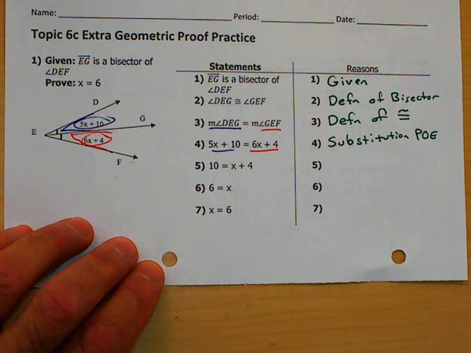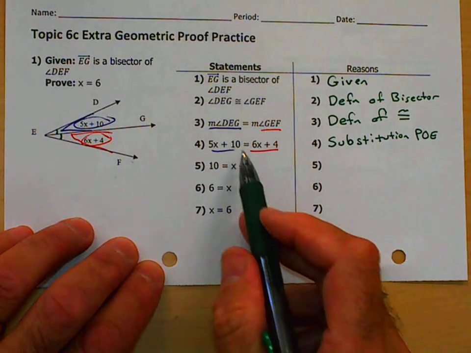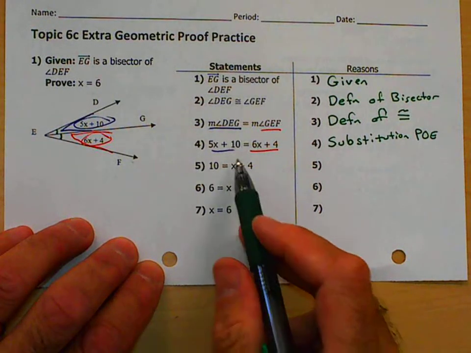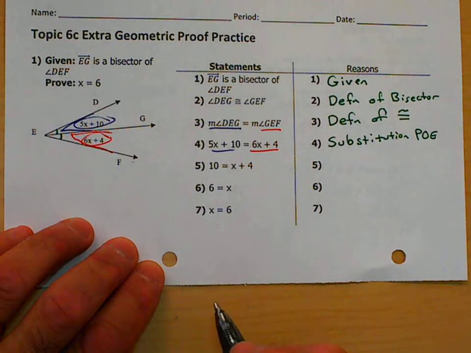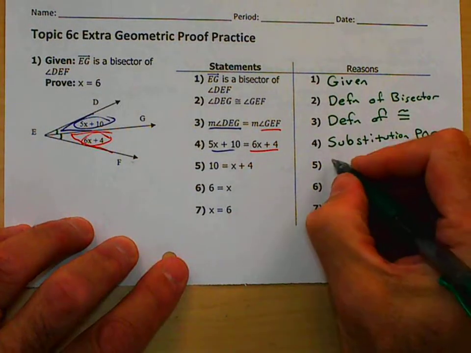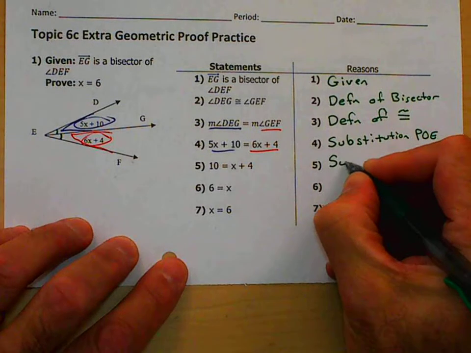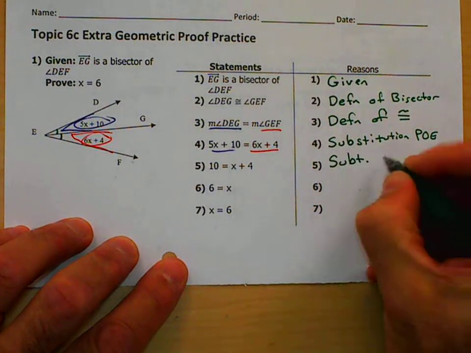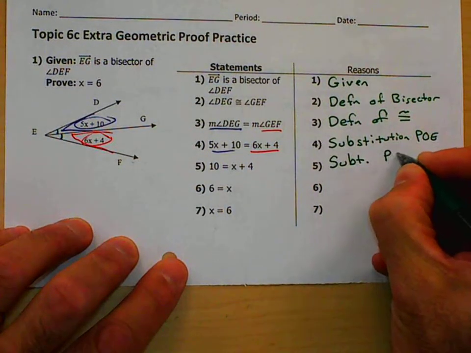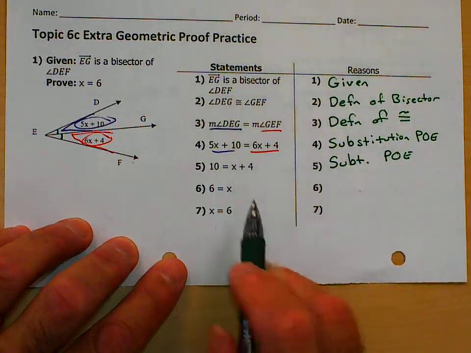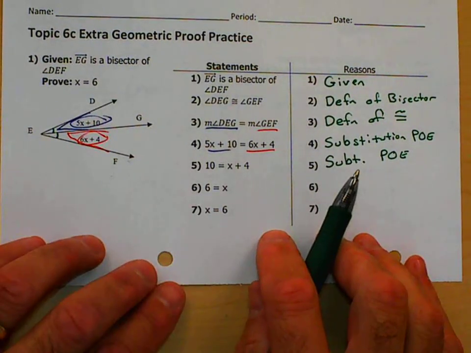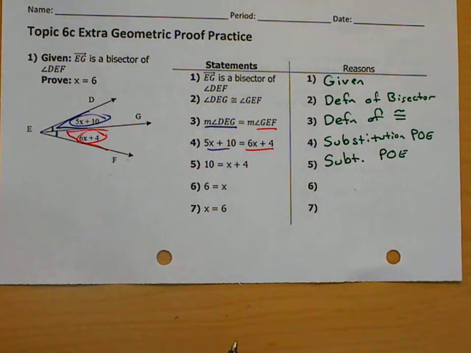Now what? Now, it's algebra, right? What'd they do to both sides? Yeah, they minused it, which is subtraction. Subtraction, property of equality. Could you, for number 4, could you also say the definition of bisector?